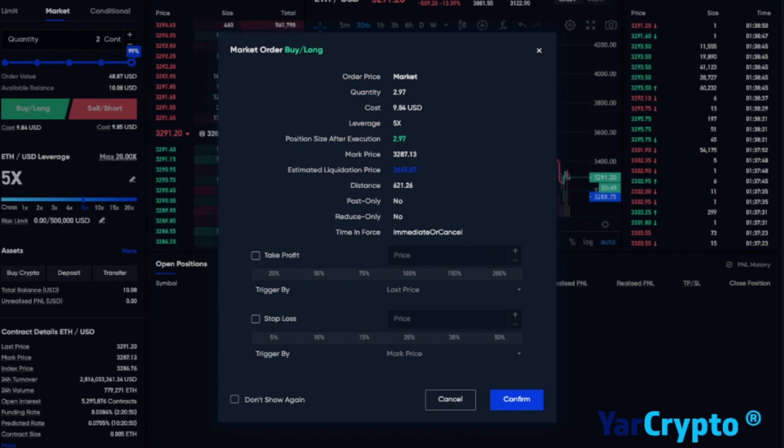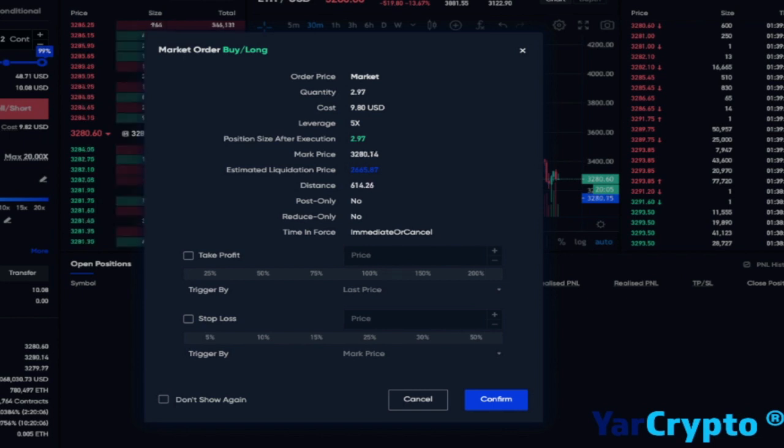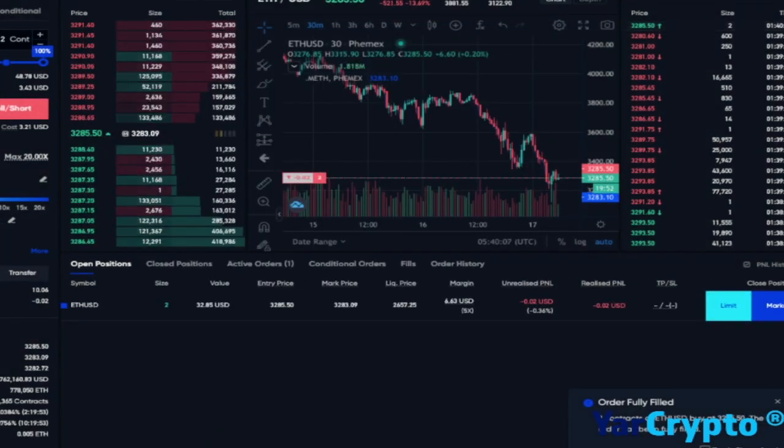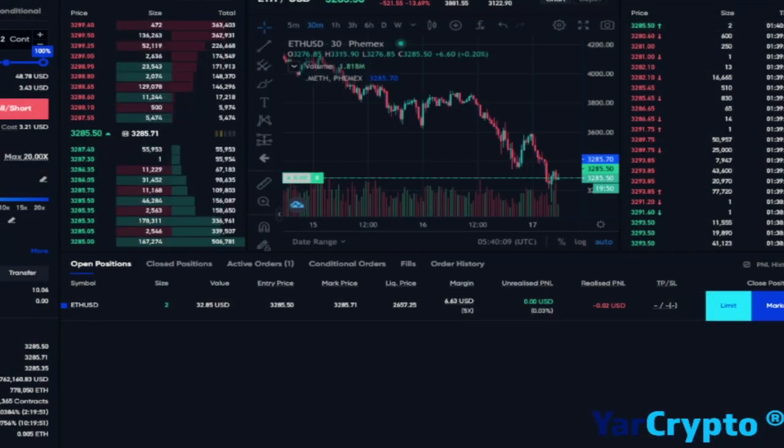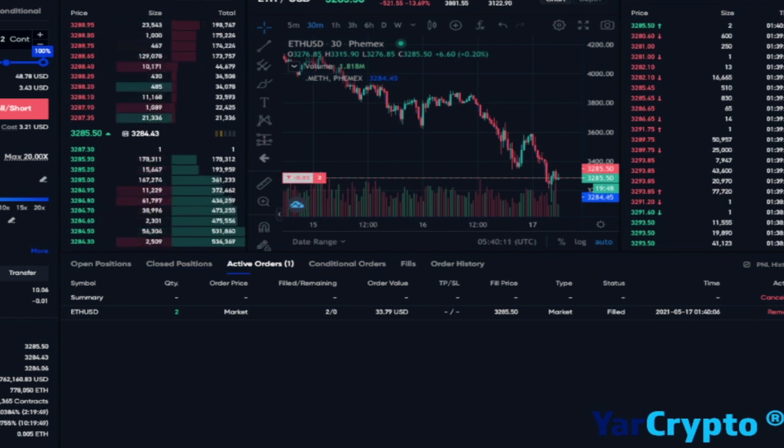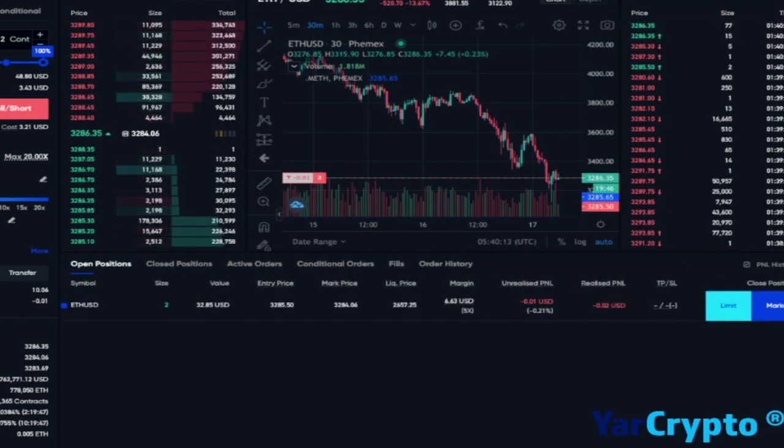And right here you will see a window open that shows you information on the trade that you're about to enter. I can also set a take profit and a stop loss. But for the sake of this video, I'm just going to confirm, and that will have me enter into the trade. And you see right here it says active orders, and that just got filled because this is an instantaneous market order. So I'm actually in the trade right now.